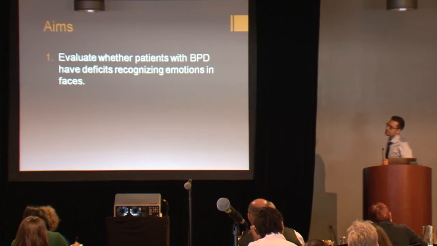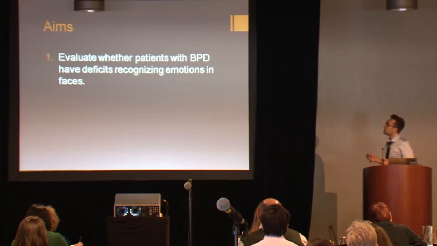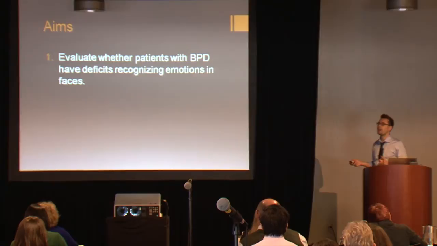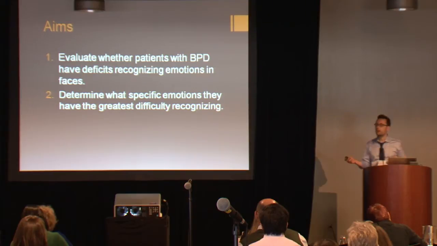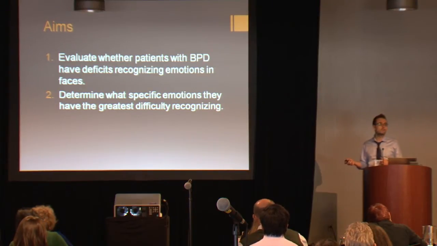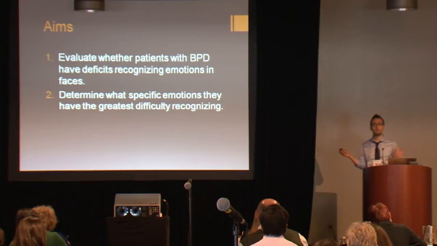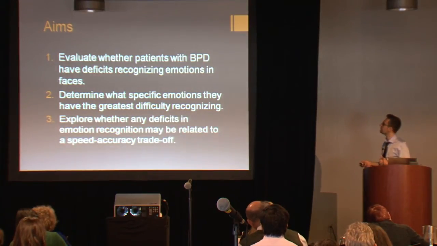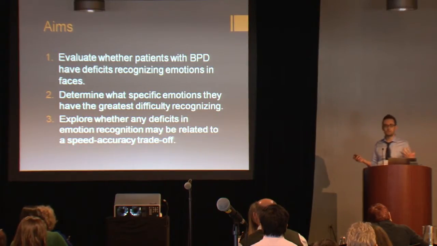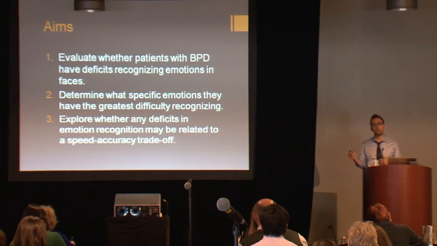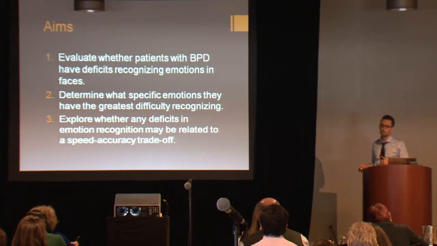We found 11 studies of emotion recognition in BPD, and we addressed the following questions. So the first one is, are there actually deficits or difficulties recognizing emotions in BPD? If there are, which I'll say there are, then what specific emotions do they have difficulty recognizing, or is it a more generalized difficulty across multiple emotions? And then we want to explore whether these deficits might be related to some other things. One possibility is perhaps that they're just less accurate because they're responding quicker and therefore aren't processing these faces as much as they should before they respond.